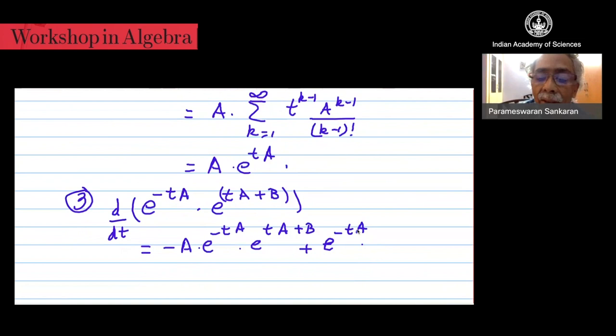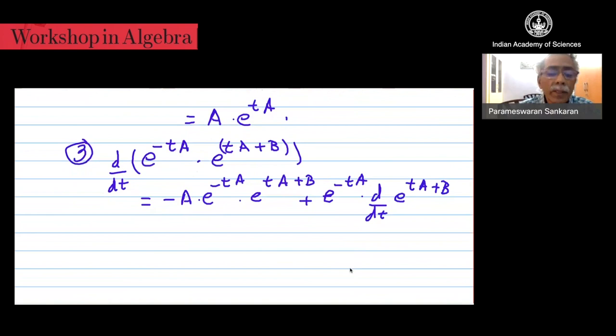Okay, let me write this. So let me write d by dt. Here is where commutativity of A and B will be needed. Okay, so you see, let me write this as an aside.